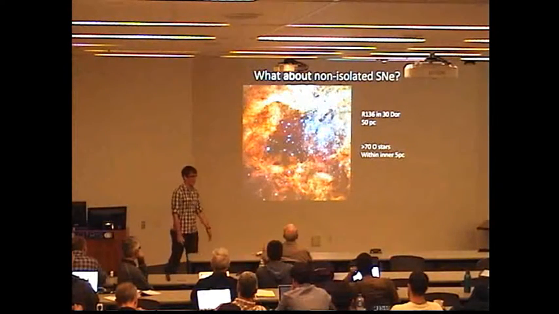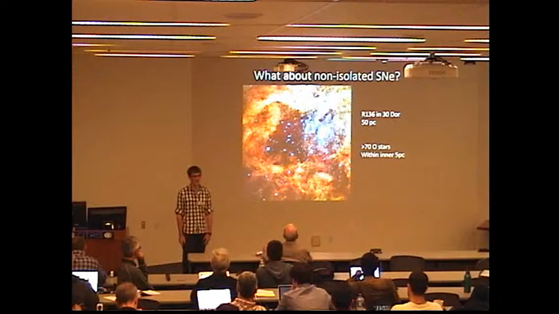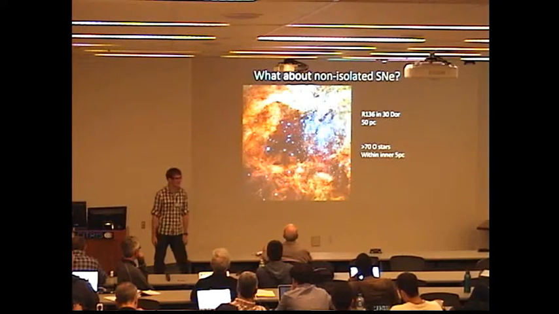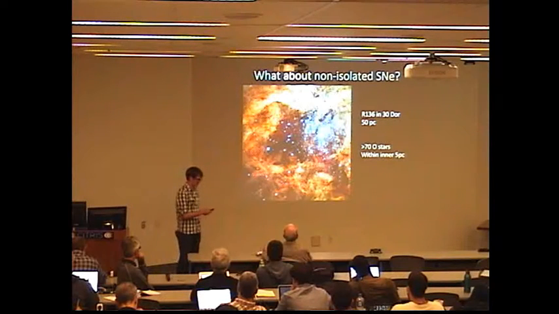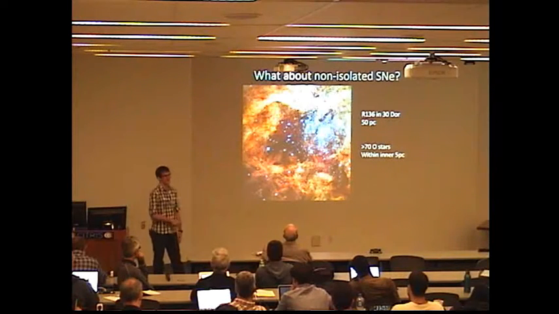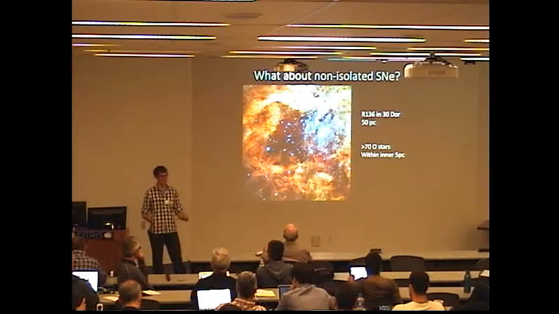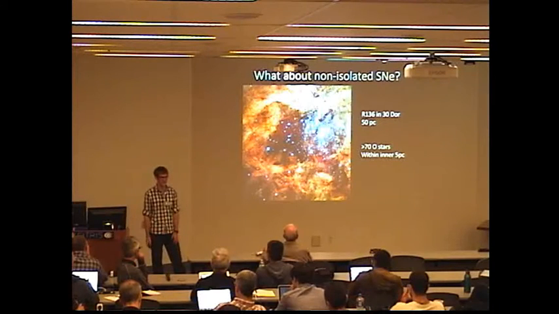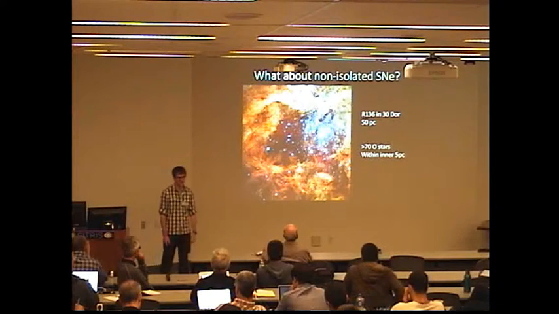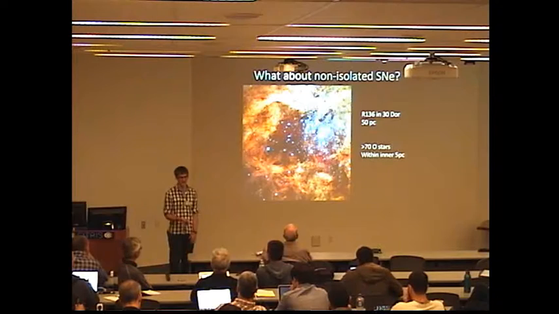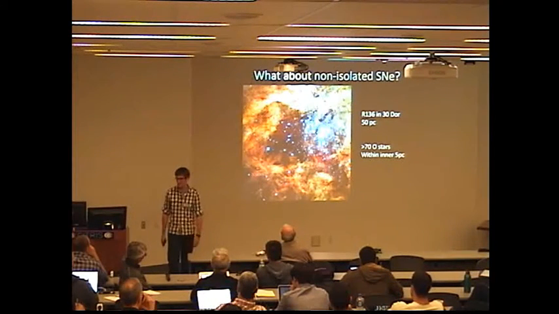So for example, this is the centralmost cluster inside of 30 Doradus in the LMC. There's over 70 O stars that are all located within the central 5 parsecs of this cluster. So when these O stars start exploding, it's going to be a bad assumption that they're exploding all isolated and independent of each other. The first supernova is going to explode, and then all of the others are going to be occurring inside of the bubble that results.